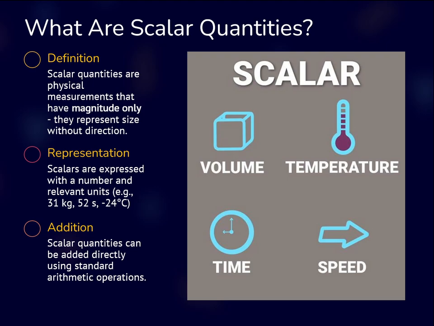Scalar quantities are the simpler of the two types. These are measurements that tell us how much, but not which way. They don't have a direction attached. In our race example, you might hear someone say, I ran 5 kilometers, or it took me 30 minutes. Both of these are scalar quantities. They give us a number and a unit, like 5 kilometers or 30 minutes, but they don't say where the person ran.